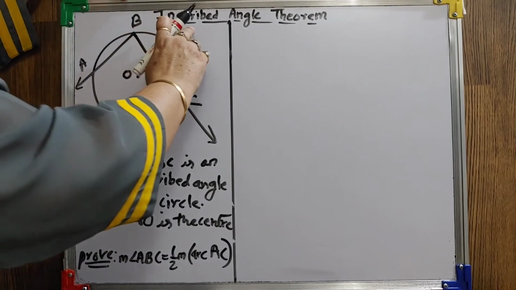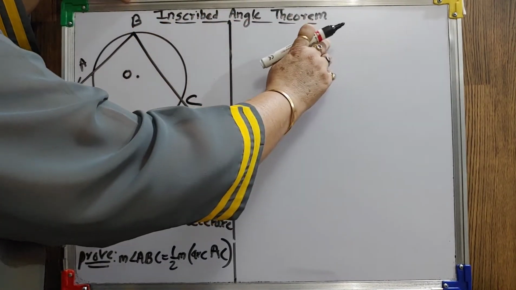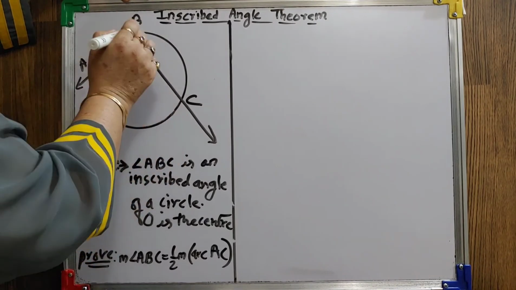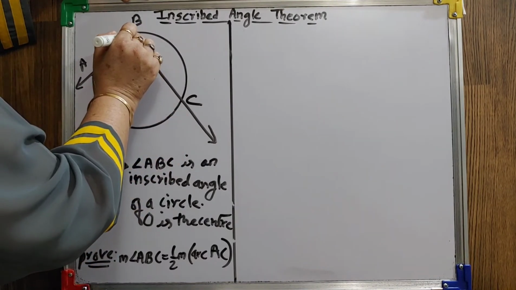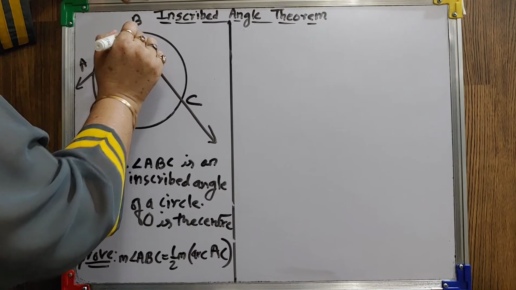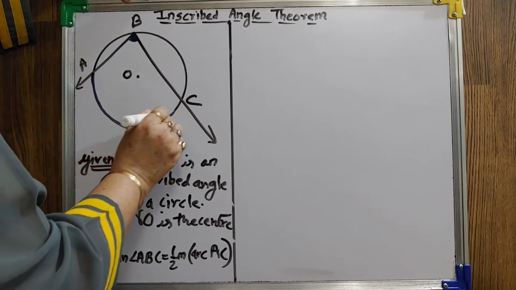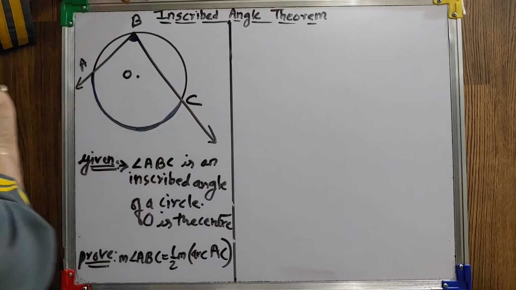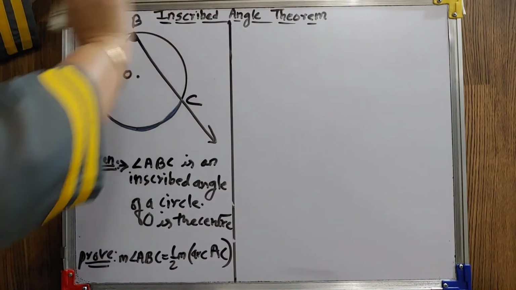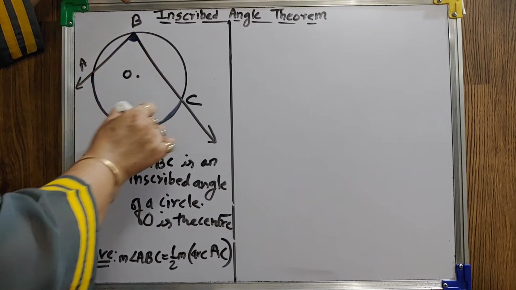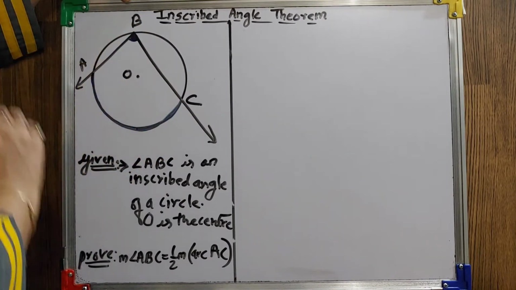Students, now we will deal with the inscribed angle theorem. Now, ABC is an inscribed angle. This one is an inscribed angle. AC, this is an intercepted arc. You have to prove that this inscribed angle is exactly half of the measure of this intercepted arc.